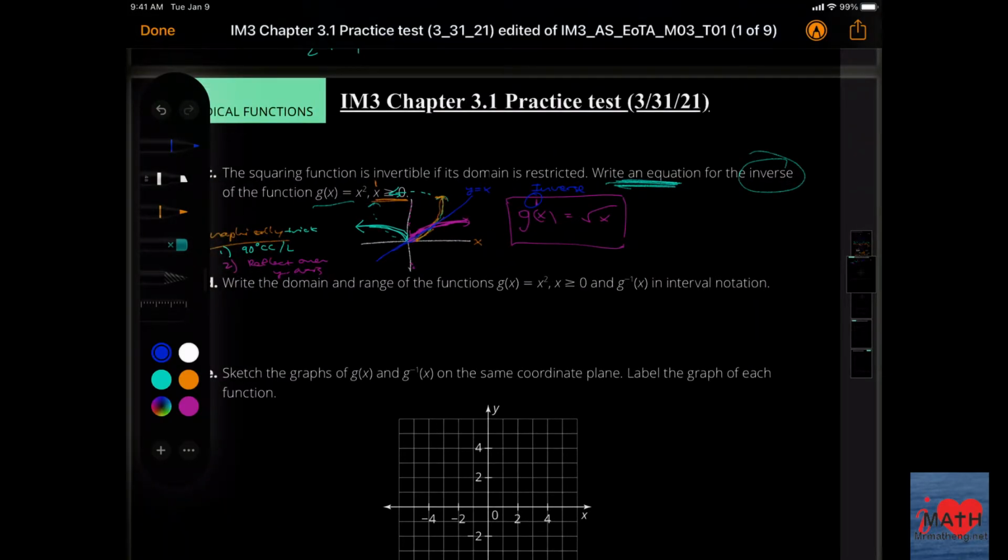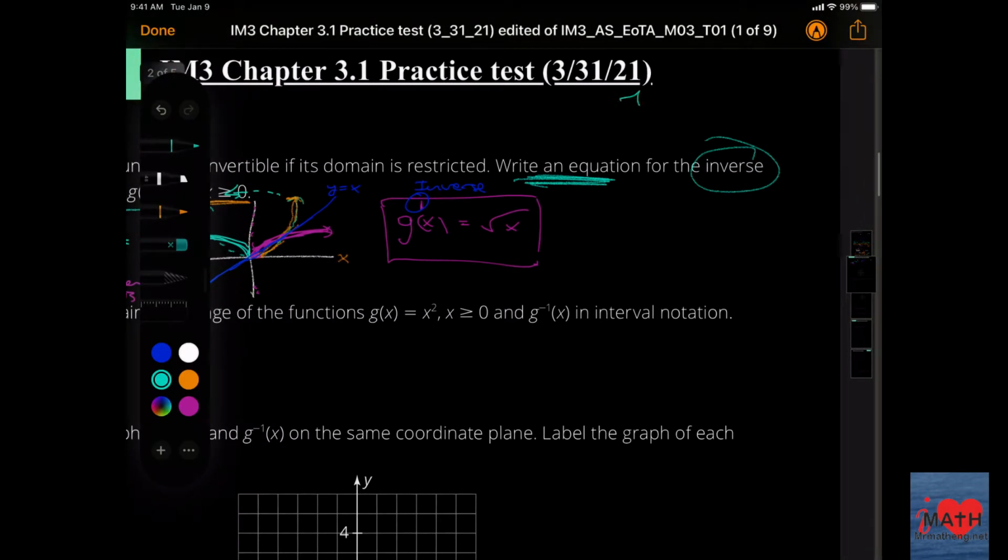Another way of doing this, algebraically, which I didn't get to show you a lot, is if you take the g of x and change this one to a y. Then I'm going to apply what I said over this reflective line: you're going to change every x and y value. We're just going to switch the places of these.